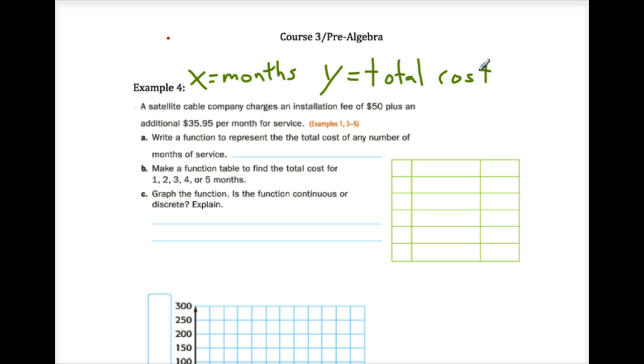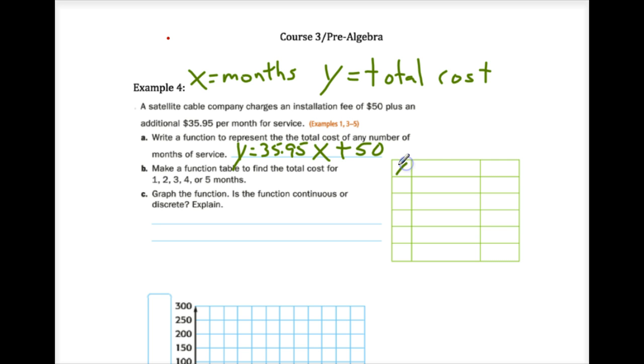Can anybody write the function rule for this cable company? Y equals 35.95x plus 50. Very good, Colin. The total cost will be $35.95 times the months plus a constant of $50, because that's how much it costs for them to come out and install whatever they need to install. There's your function rule.